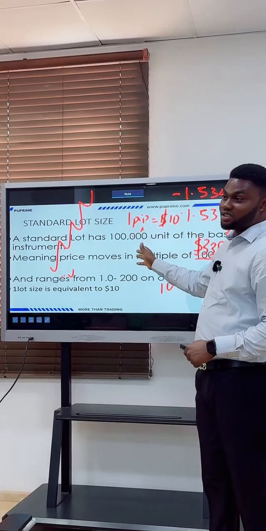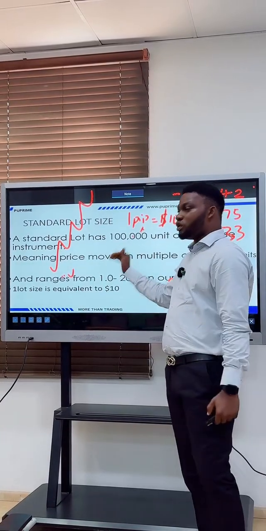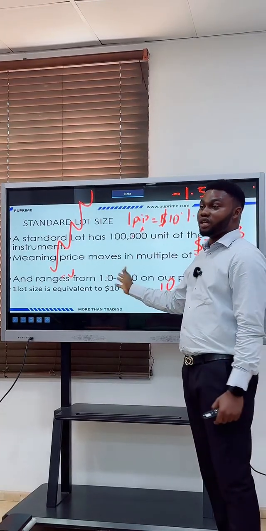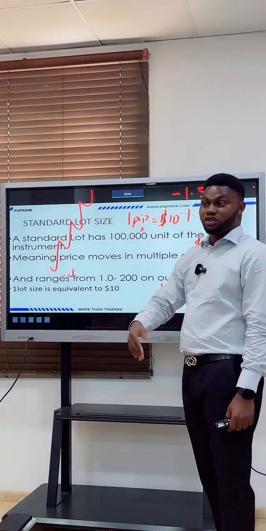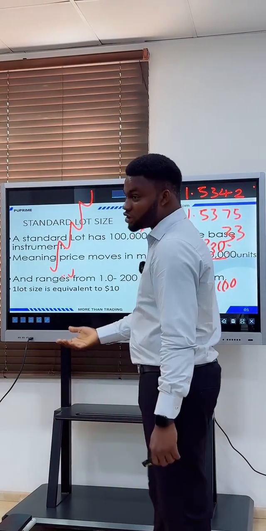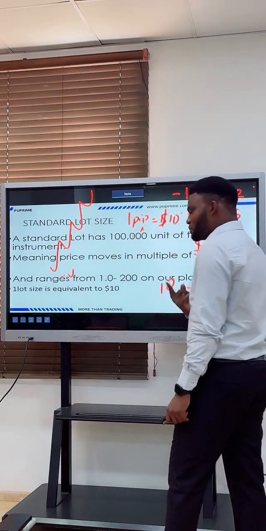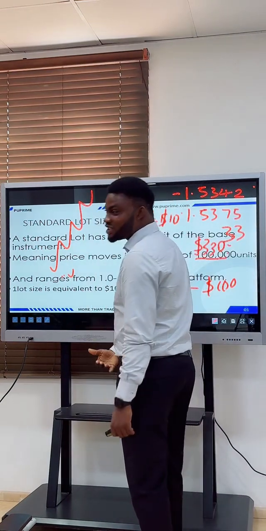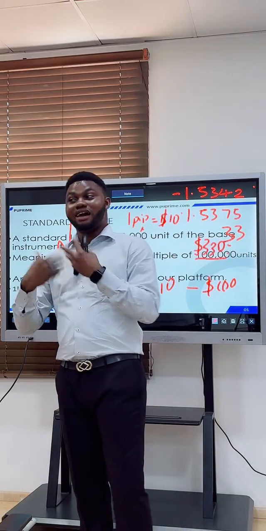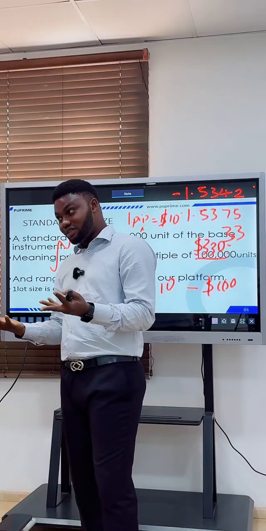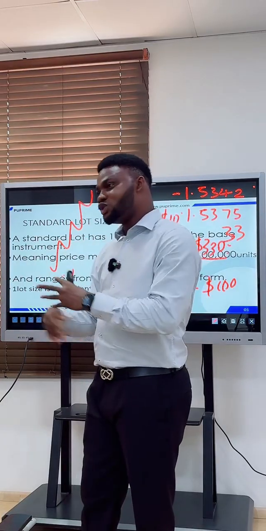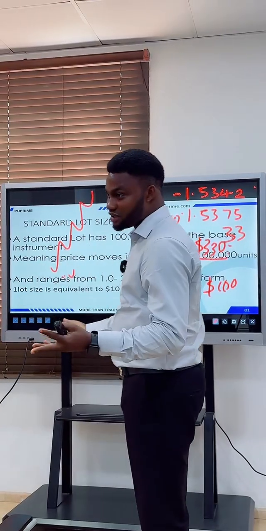Now, this is standard lot size. So we can pick either from 1.0 to 200. And that is how we calculate it. 1 is equivalent to $10, so 5 will be equivalent to $50, 10 will be equivalent to $100. 15 will be equivalent to what? $150 per pip. Again, I love to emphasize this point: we don't determine the direction of the market. The market moves, we follow. So if the market goes the other way, we accept our fate.